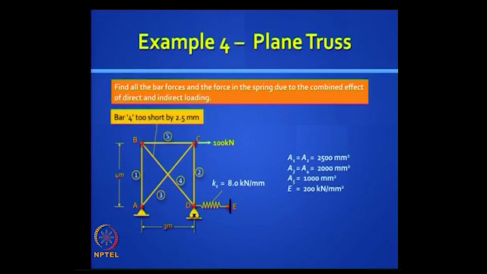Now let's take a truss. Let's do it together. Did we do this truss by the conventional stiffness method? No. So we are doing it first time. Just take down this truss. You have 5 bars and you are given an applied load of 100 kilonewton at C, and you are told that the bar 4 is too short by 2.5 mm. Okay, so it is a complete problem.